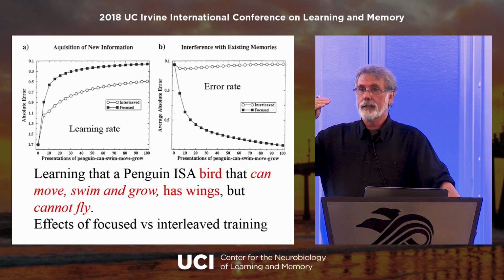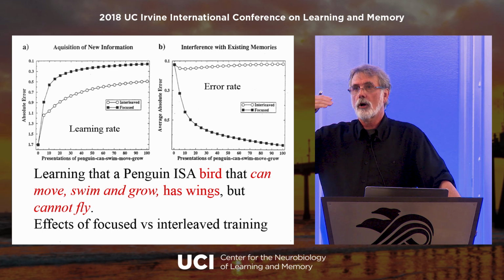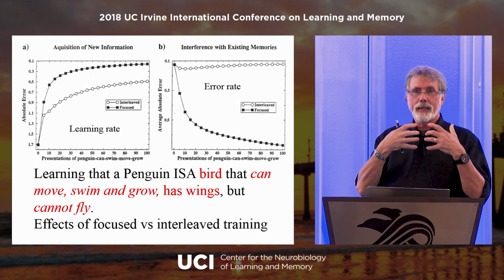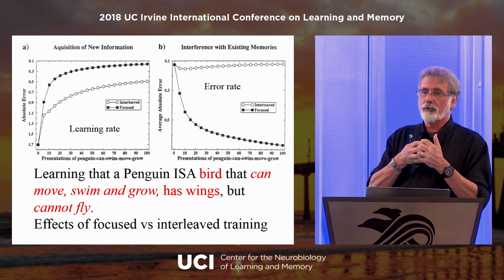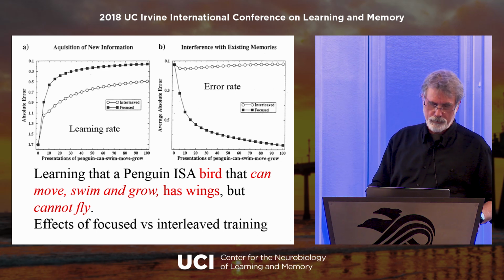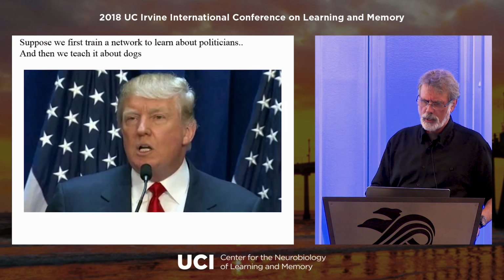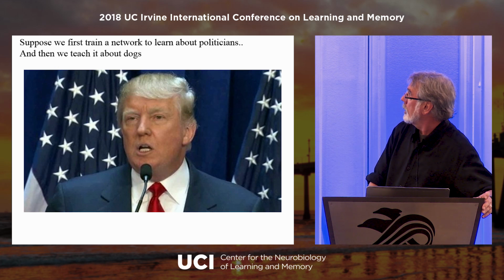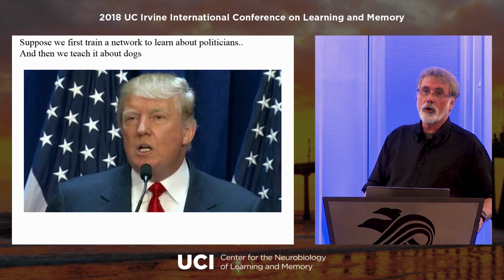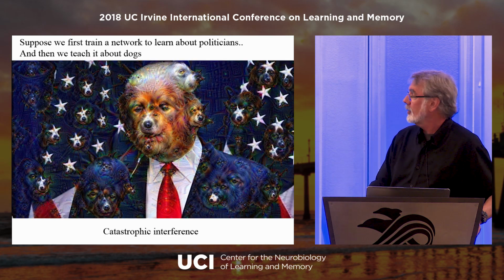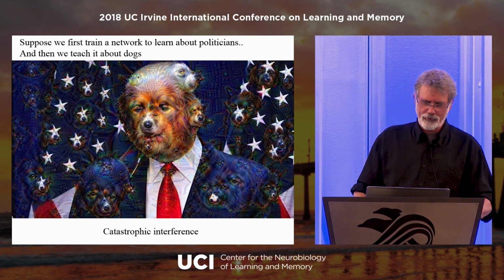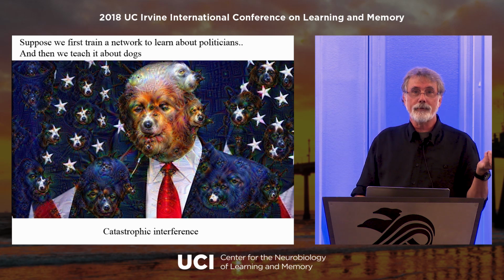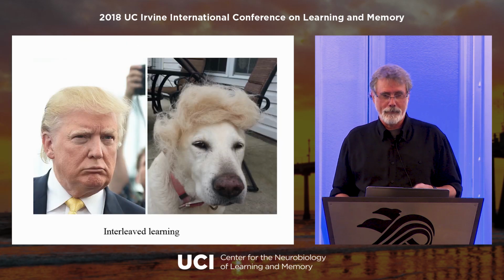So this led to the idea that in order to accommodate new knowledge into a semantic network, you have to train it by interleaving the new stuff with the old stuff. And this is now a central problem in machine learning. Okay, so just to illustrate, this is maybe what would be the output of a network that had learned about politicians, and then we teach it about dogs without interleaving the politicians, and this might be the output. I pulled this off the net. It's a beautiful picture. And on the contrary, if we train the network interleaving dogs and politicians, then we might get it right.